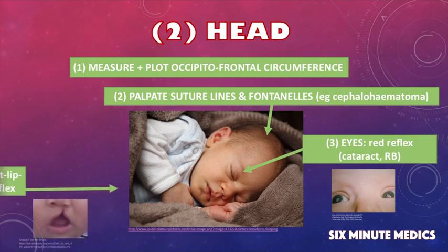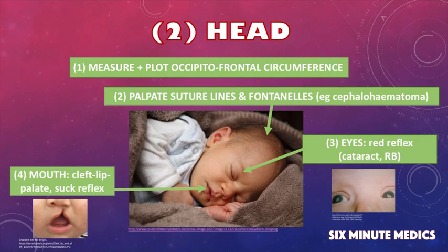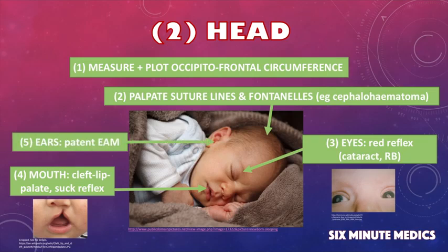Have a look at their nose and mouth. It is important at this point to exclude a cleft lip or palate. You can also test their suck reflex at this point, asking the parents if it is okay for you to do this by placing a gloved finger inside the baby's mouth. Have a look at the size, position and shape of the ears. Do they have a mobile pinna and do they have a patent external auditory meatus?